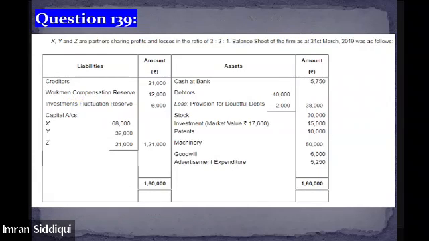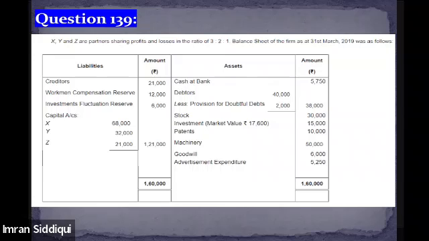First of all, let's read this. The question says that there are three partners, X, Y, and Z, who are sharing the profit and loss in the ratio of 3 to 2 to 1. Their balance sheet is given. On the asset side, we have cash at bank, debtors, the provision of which is 2000, stock, investment, the market value of which is 17,600 but the book value is 15,000. Then we have patent, machinery, goodwill, advertisement expenditure. On the liability side, we have creditors, workmen compensation, investment fluctuation reserve, and capital account balances of all three partners.